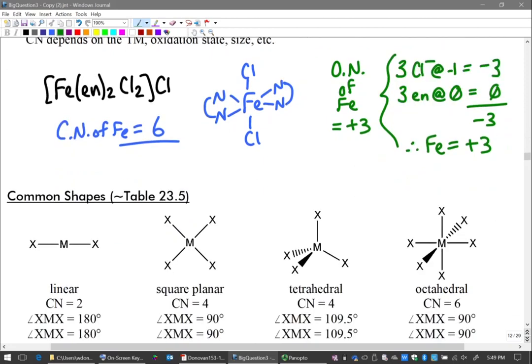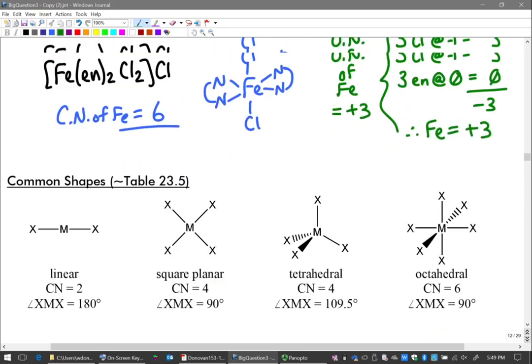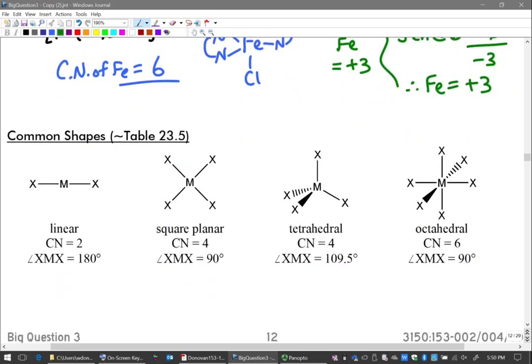Without objection, we move on to the shapes. So let's get into the shapes a little bit. Like we mentioned above here, it looks like the iron has 6 bonds. It has a coordination number of 6. Those 6 bonds in space will be arranged a certain way. These are the 4 most common geometries for coordination compounds. This is from table 23.5. I guess it's not really a quantity, it's just a number. 23.5.